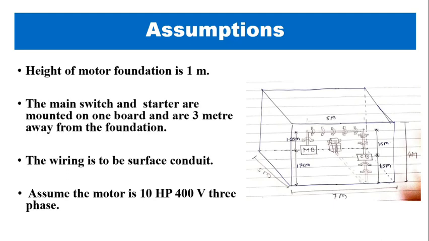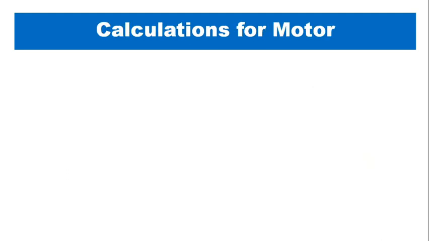Then next we will solve the example, that is to find out the motor calculation and the total length of conduit required for the industrial installation. Now we have to do some calculation to decide which type of wire you have to use for the installation. So first calculation is that you have to find out the input current or input wattage to the motor.